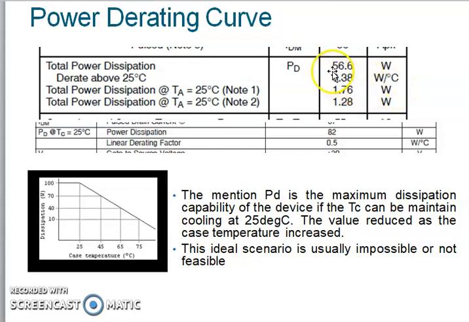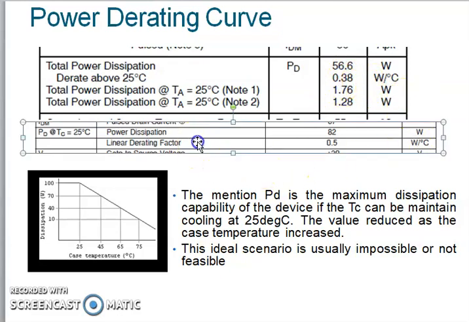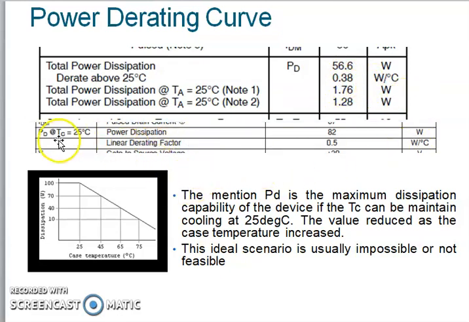So you have to minus 56.6, minus 0.38, minus 0.38 and so on. Okay, for the other parts, indicate how much at a certain case temperature. This is the maximum or limit of dissipating power that the device can hold or can withstand. So this is the linear derating factor.